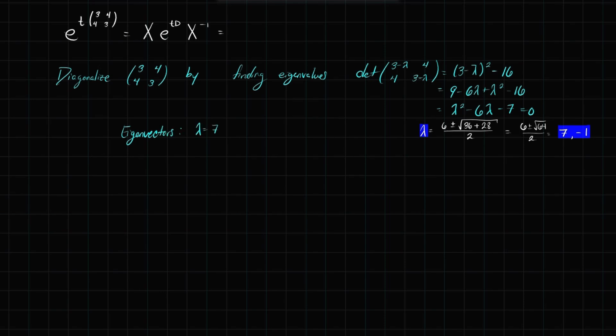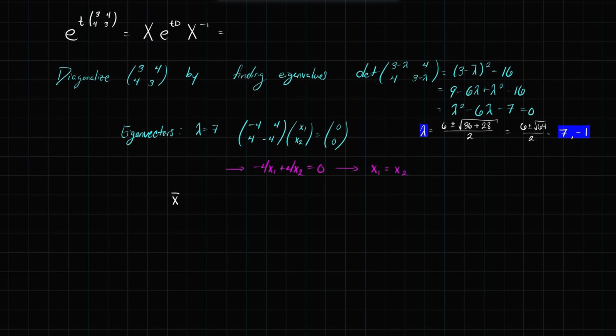First one, when lambda is 7, we're looking at 3 minus 7, which is negative 4, 4, 4, and 3 minus 7, which is negative 4, acting on x1, x2 equals 0, 0. If I write it out horizontally, I have negative 4 x1 plus 4 x2. And keep in mind, the second row is always degenerate when it comes to eigenvalues or eigenvectors, so I can just go ahead and solve this, and we immediately see that x1 equals x2 is our relationship.